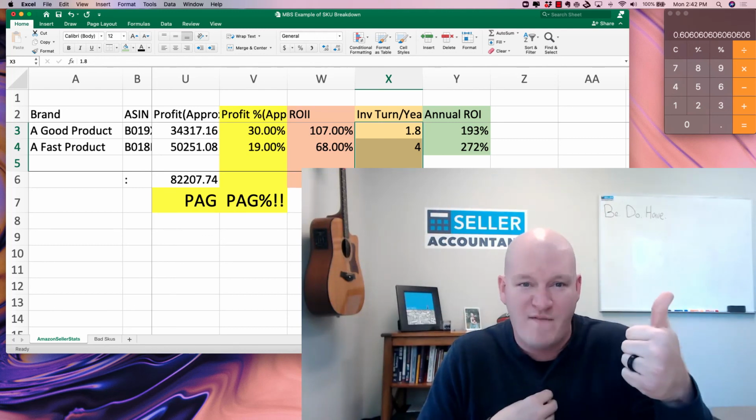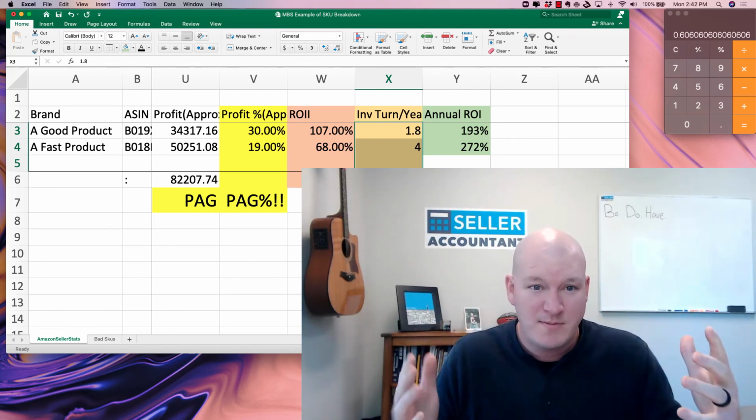Just know that the more profitable you are and the quicker you can move inventory, the better your options are in terms of raising capital.